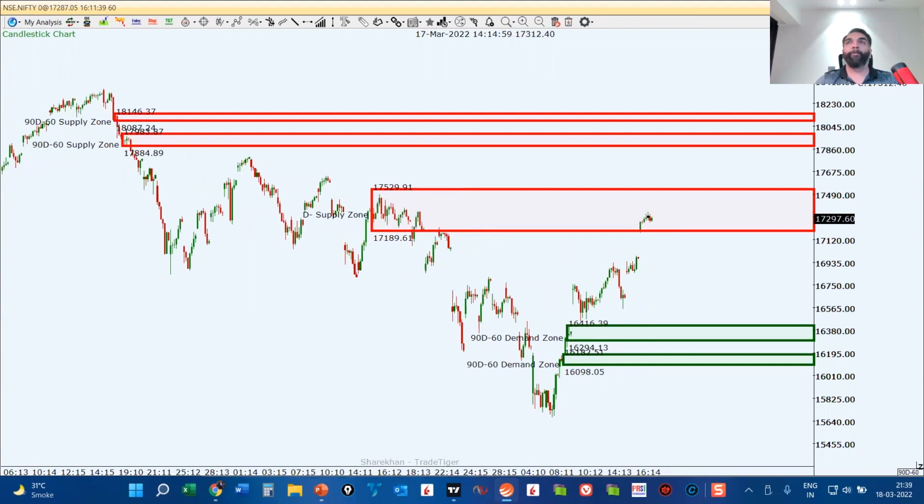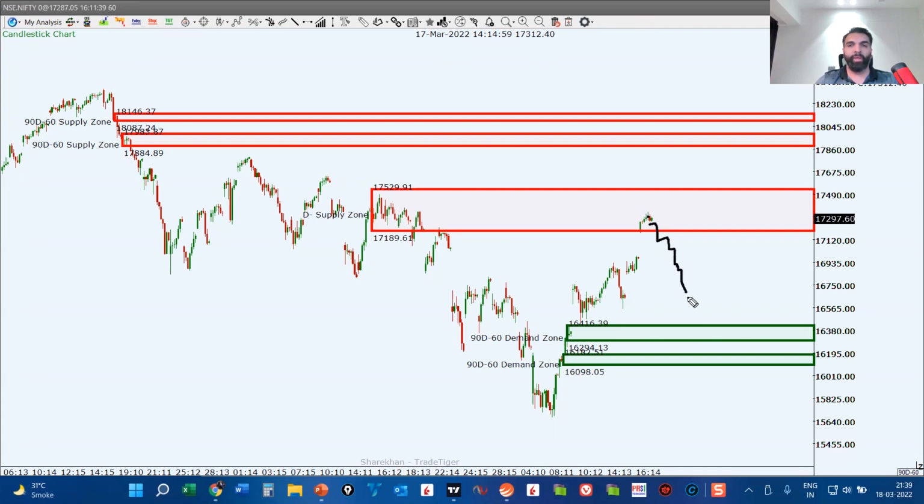All right, so this is what we expect. If the market starts correcting, we might see the market doing this and then continuing its move to the upside. Or if the market doesn't come down and continues to move to the upside, then we might see something like this. So let us see what happens in the coming week. It's going to be an interesting week of trading.